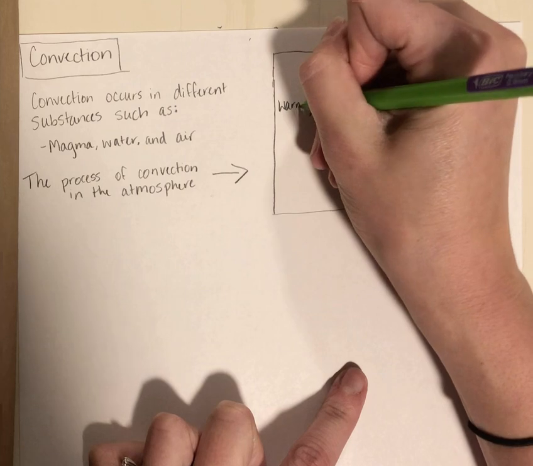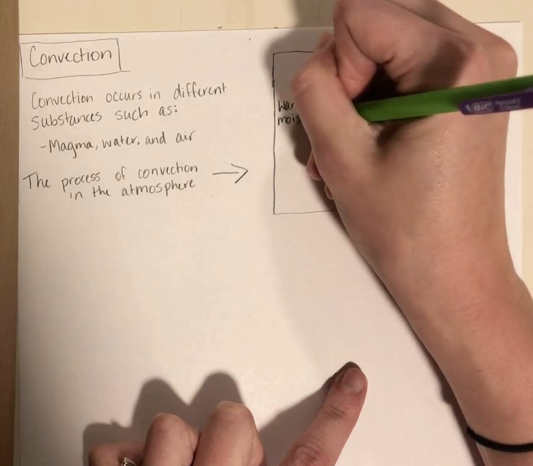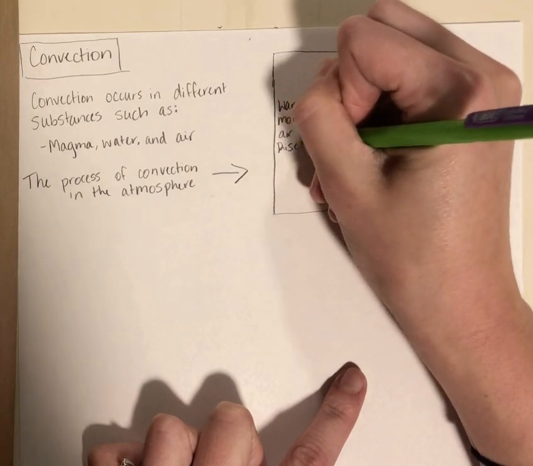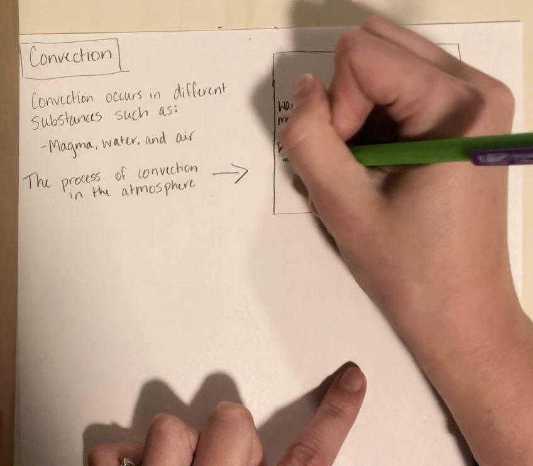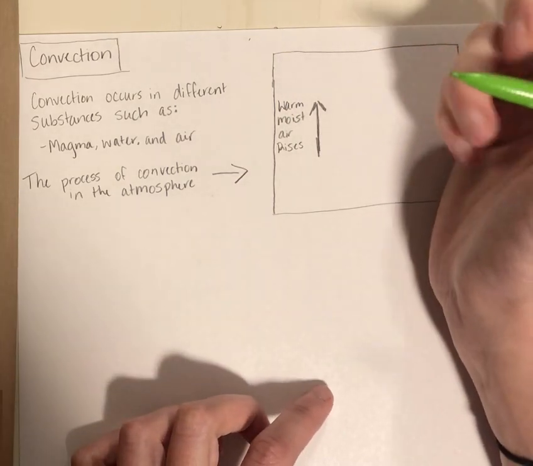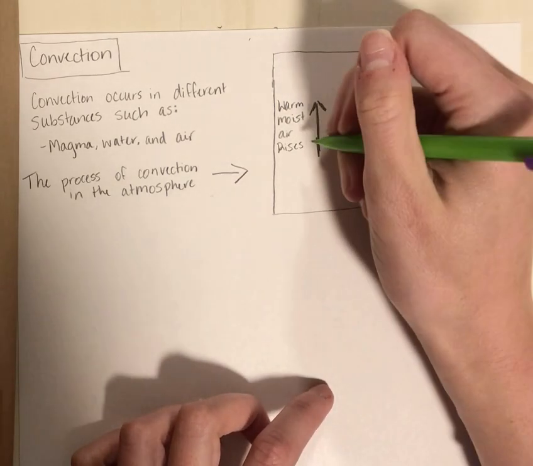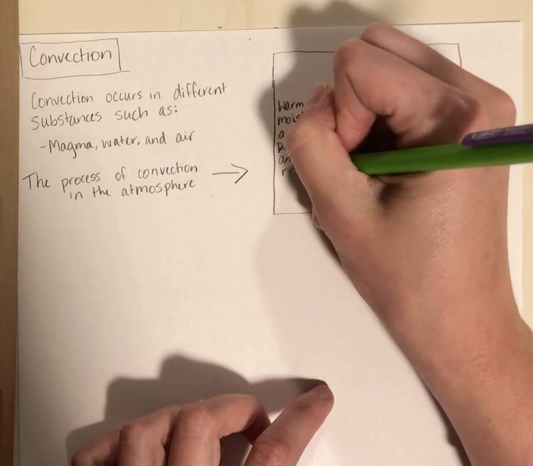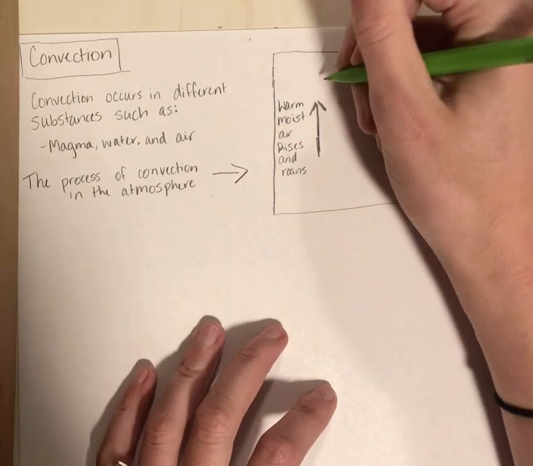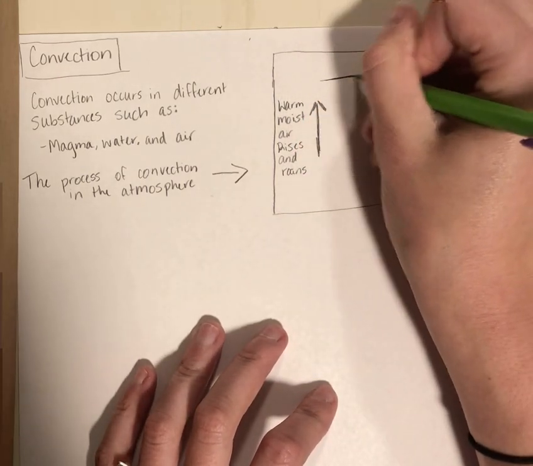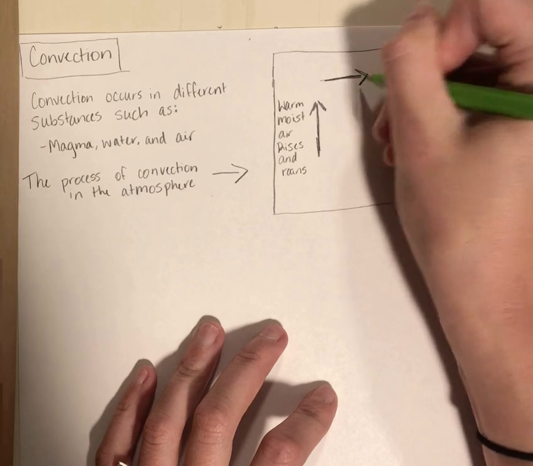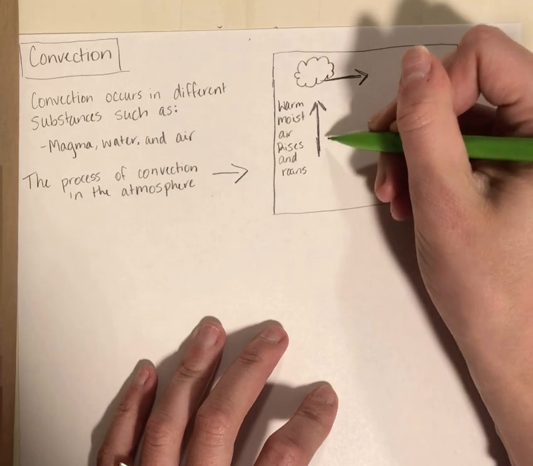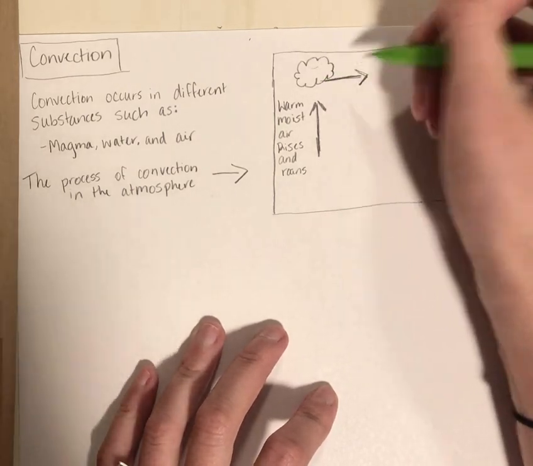So we said convection, warm, moist air rises, and this is a lot of times after it rains. You know how it kind of gets hot and muggy, so that is when the hot air rises. So rains, okay, and then we have an arrow that's going to go this way because eventually it's going to move, and we're going to have a big cloud up here because that warm moist air is going up, forming into the clouds.